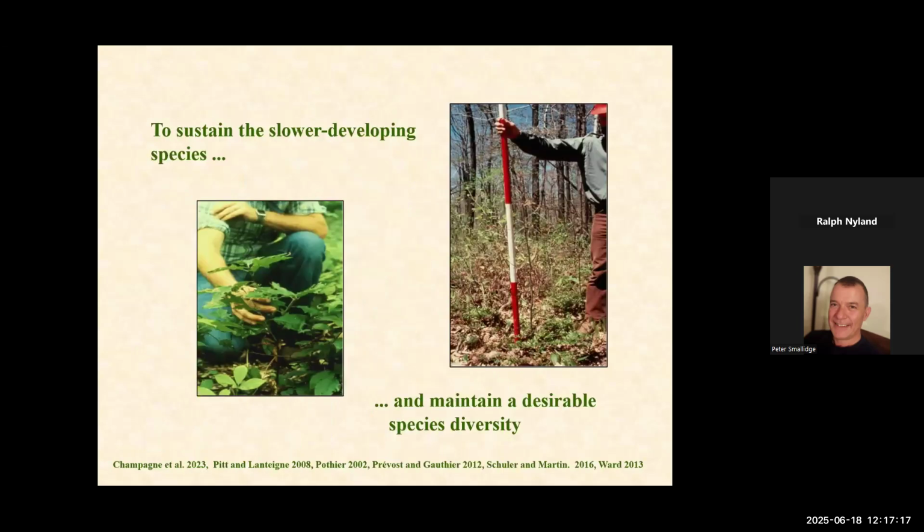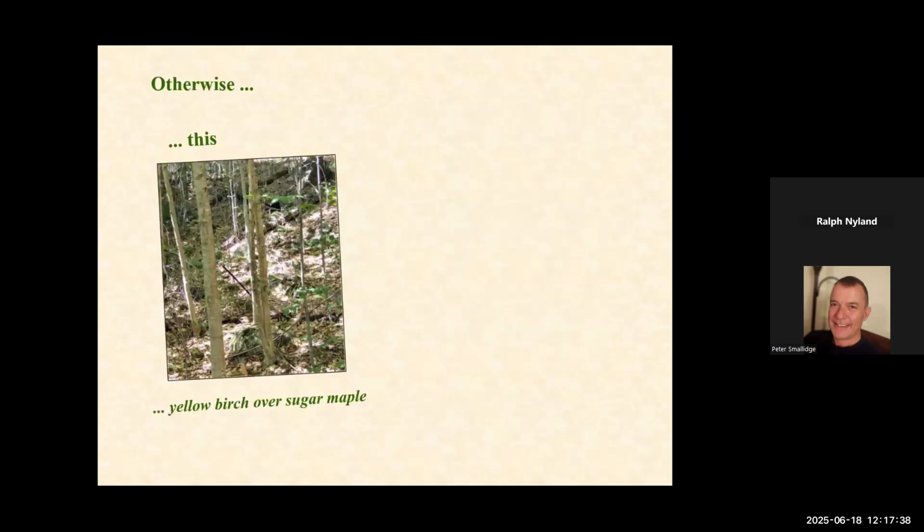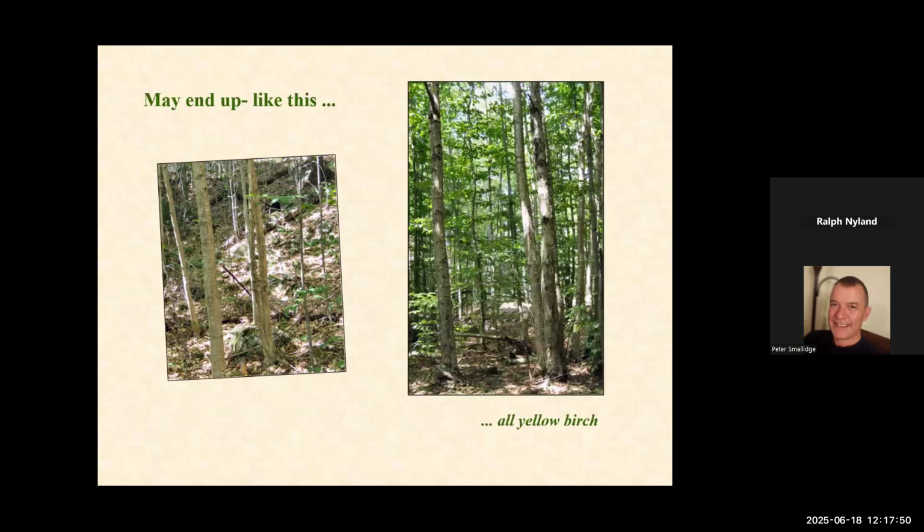Now, one important use of this is to sustain the development and survival of slower growing species. And a good case in point would be oaks that grow very slowly compared to some of the competing species. And by cleaning around these smaller oaks, you can maintain them as a part of the continuing stand. Or this, here's yellow birch, the larger trees, overtopping sugar maple, the smaller ones. And with no cleaning, this is what happens. That same area, 20 years later, 25 years later, is dominated by yellow birch.